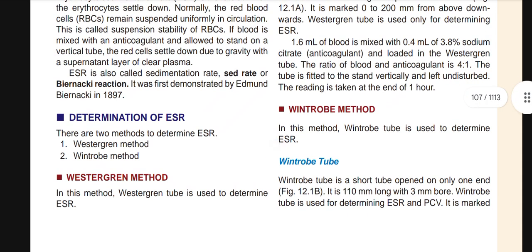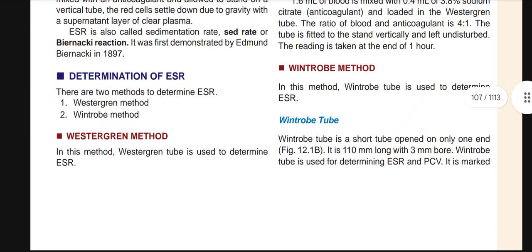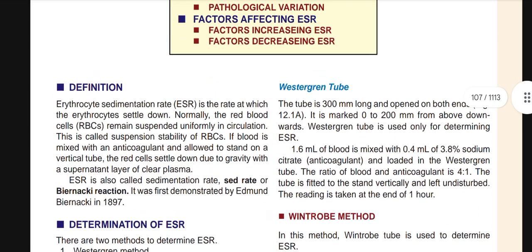So, how to determine the ESR? There are two methods to determine ESR. One is the Westergren method and one is the Wintrobe method. Let us start with the Westergren method. In the Westergren method, a Westergren tube is used to determine the ESR.